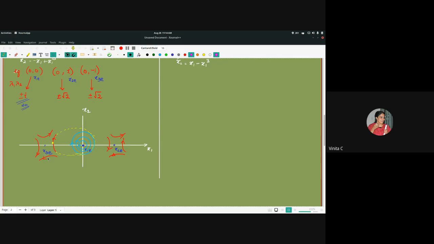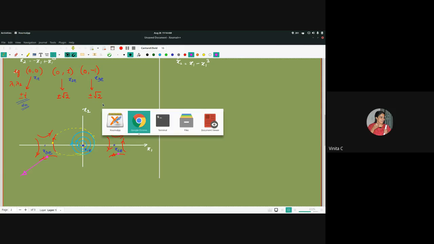If we give a point here, where will it go? It will go to infinity. If we give a point here, sometimes it may approach this x1e, or it can also go to infinity. It depends upon how this progresses. We will see this also in MATLAB.